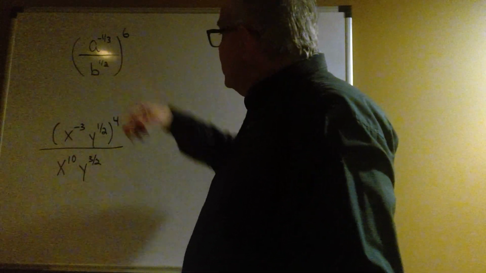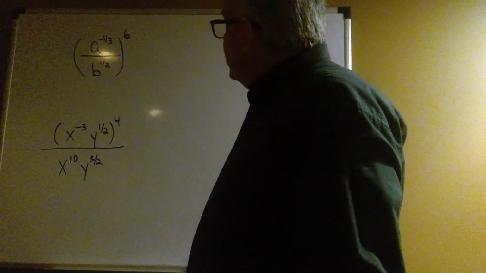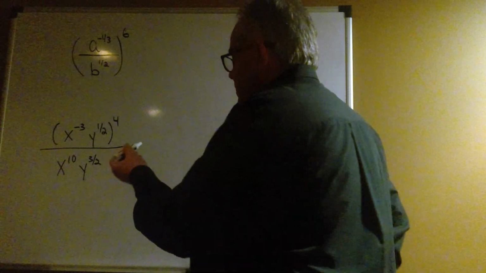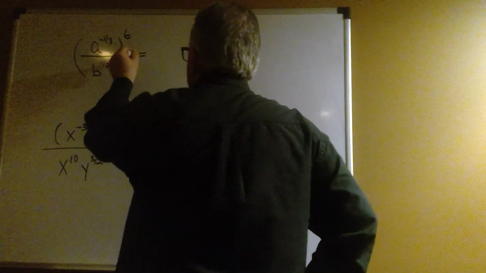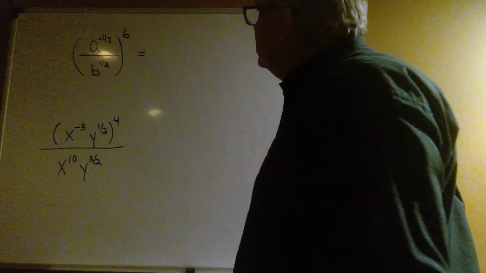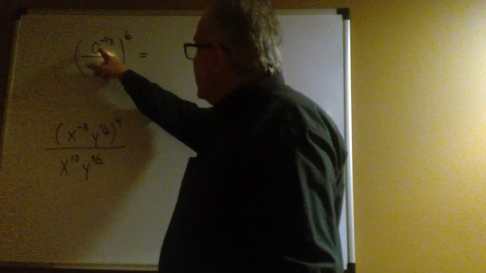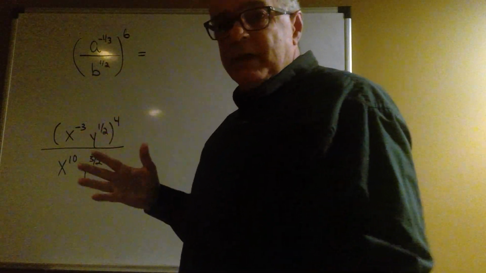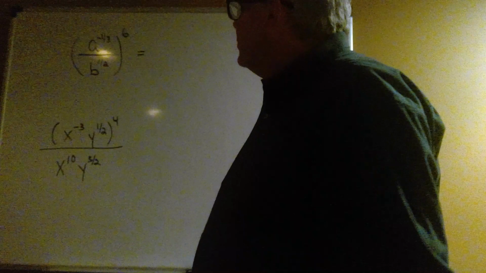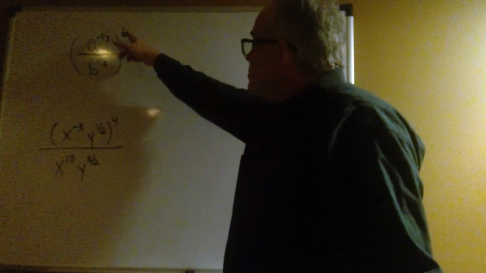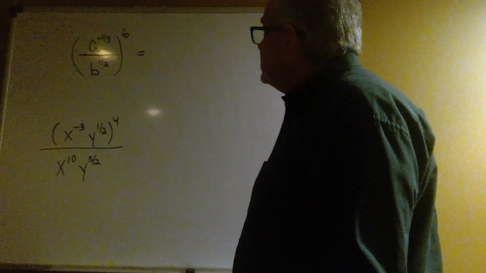All right, so here's my problem. What do I want to do with this? This is a power rule I can use. There's an A and a B, so those are 2 different bases, so I can't do what's inside the parentheses first. I'm going to distribute that 6 to each of the exponents.